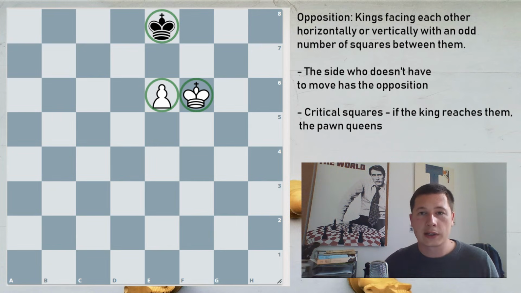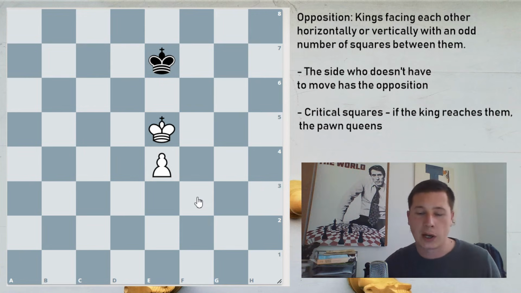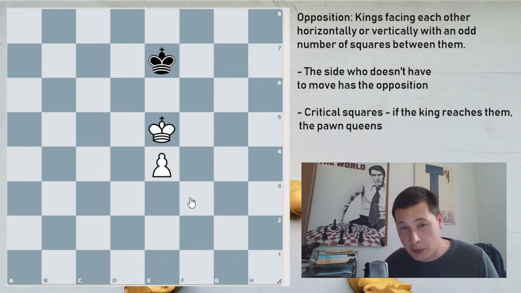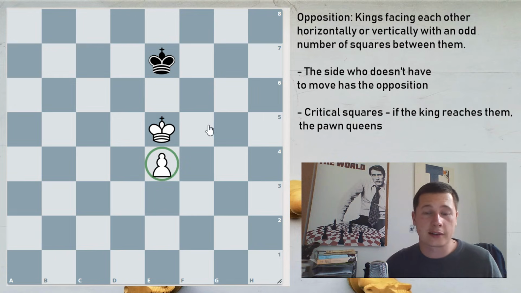Okay, now let's look at something more complicated. The opposition is complicated. Well, the opposition is never really complicated if you know it, but it gets more complicated with more space that you have in between the queening square and the promoting square. Okay, so in this position, we are going to look at two moves once again. Once again, white to play and black to play.